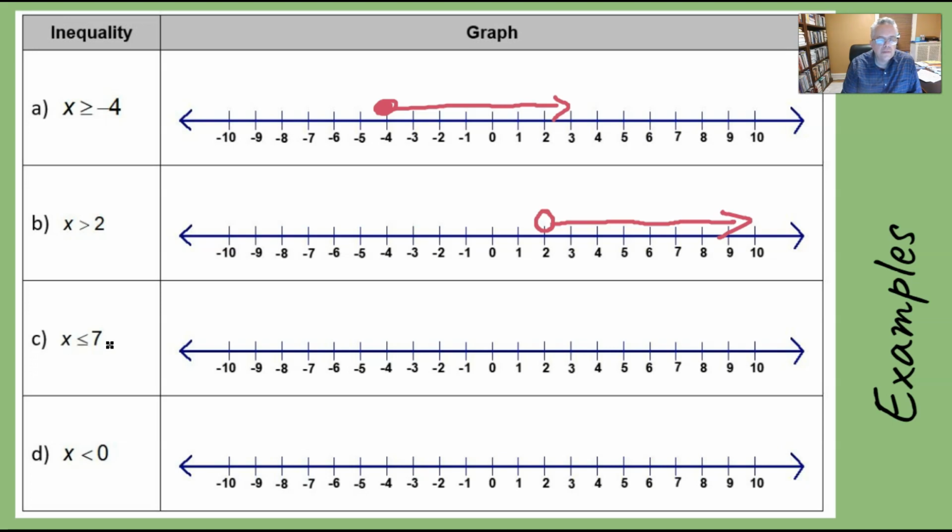X less than or equal to 7. So solid dot at 7, because it includes 7. Less than is to the left. X less than 0. Hollow dot at 0, and then draw an arrow to the left.